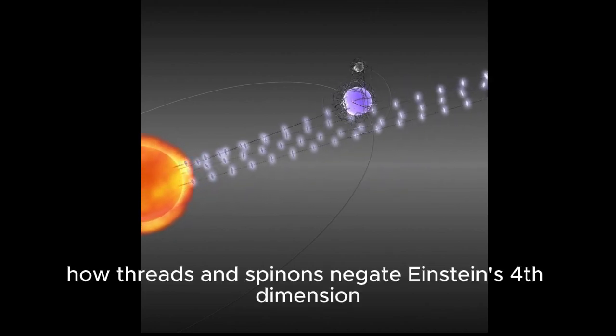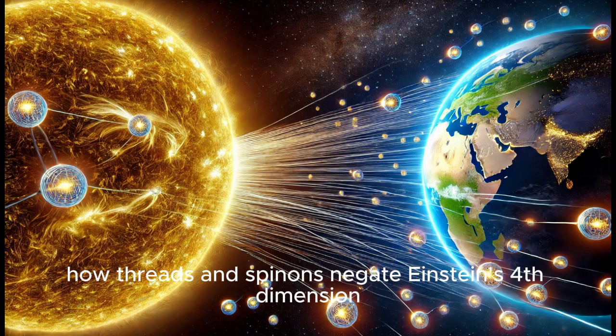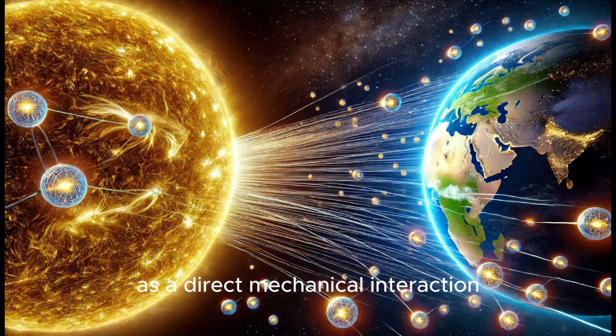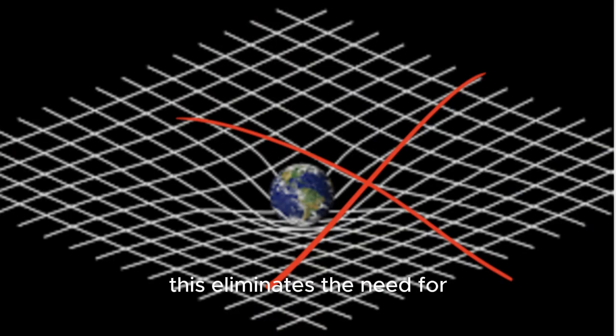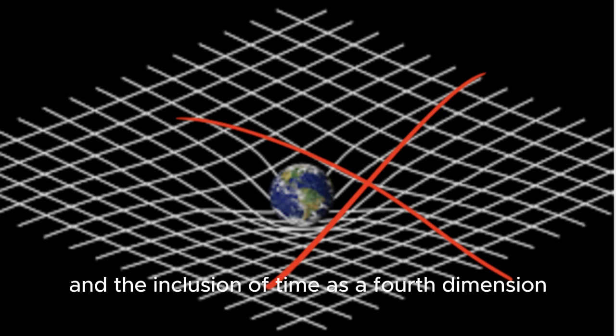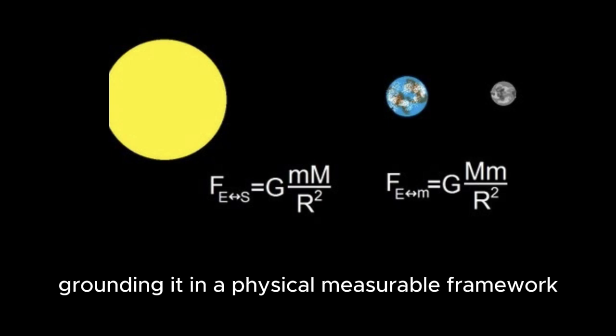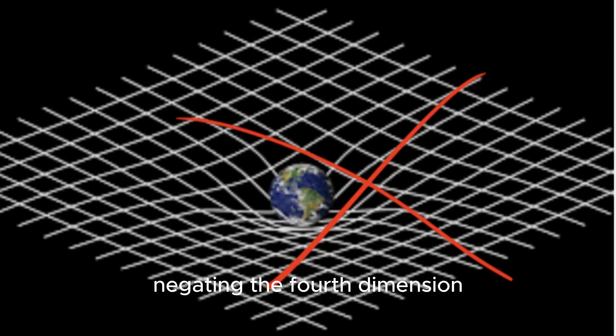How threads and spinons negate Einstein's fourth dimension. The Threads and Spinons theory redefines gravity as a direct mechanical interaction mediated by threads under tension. This eliminates the need for Einstein's concept of spacetime curvature and the inclusion of time as a fourth dimension. Instead, it revives and reimagines Newton's approach to gravity, grounding it in a physical, measurable framework. Negating the fourth dimension. No time as a dimension.